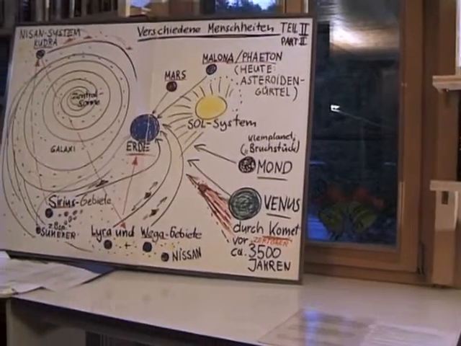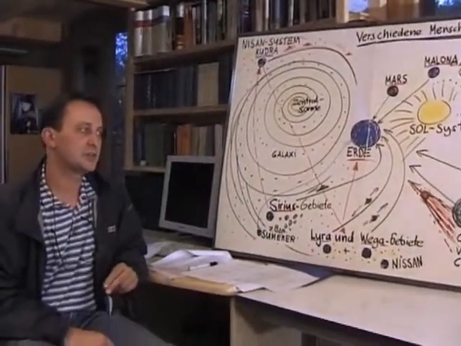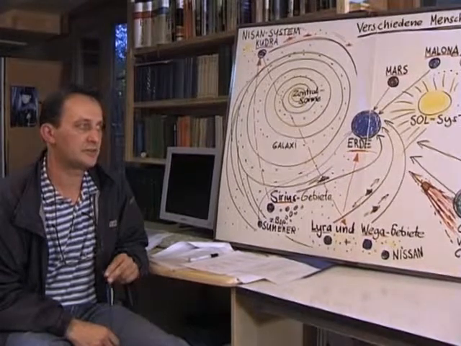Will this destroyer comet come again? No, as far as I know, it has been brought onto a new course by the Plejaren and will not be able to damage Earth again.